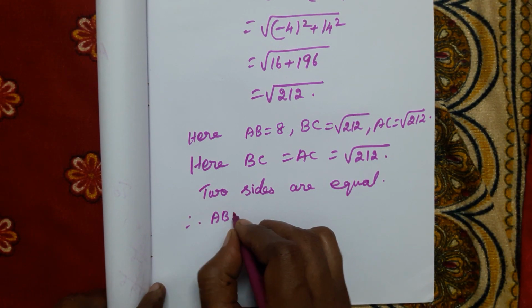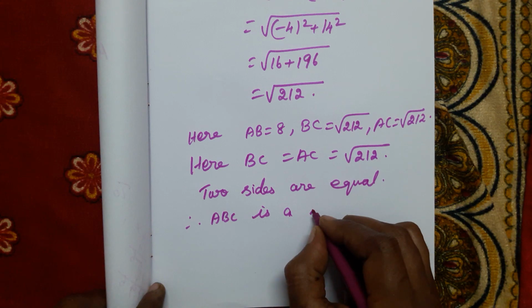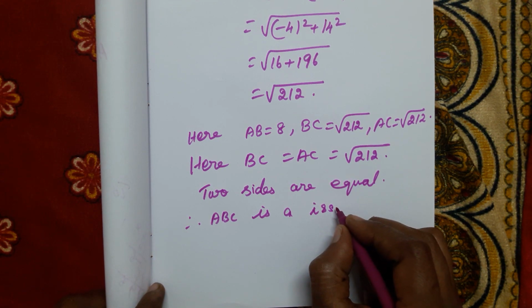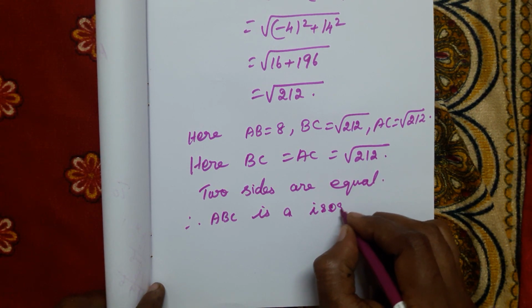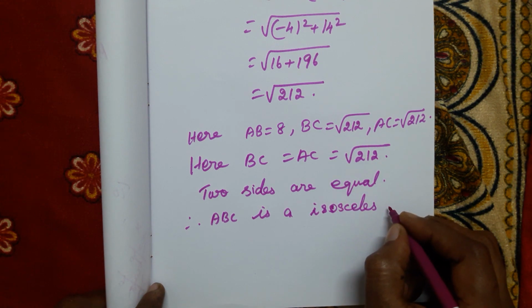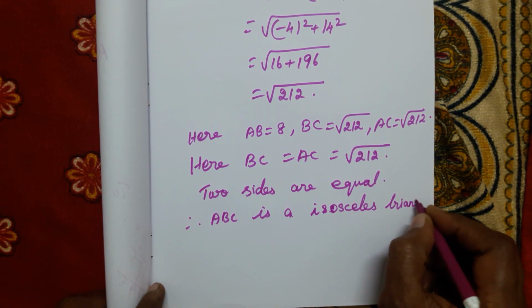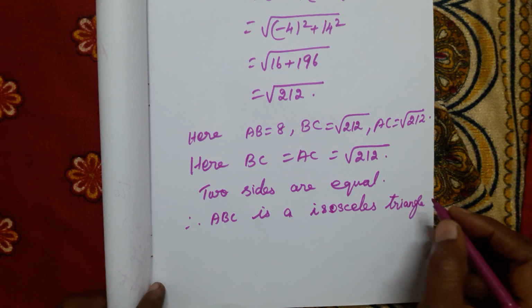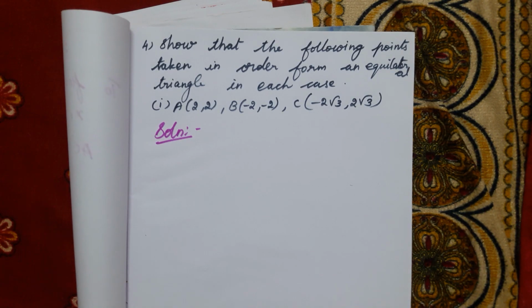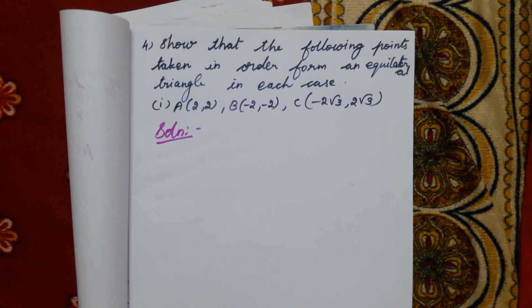Therefore, ABC is an isosceles triangle. Clear? Then, so that the following points taken in order form an equilateral triangle in each case.